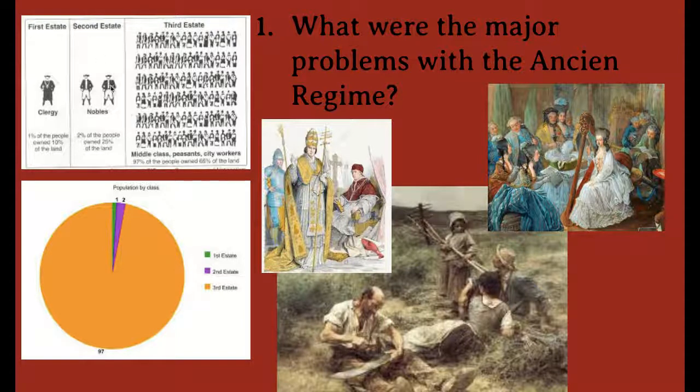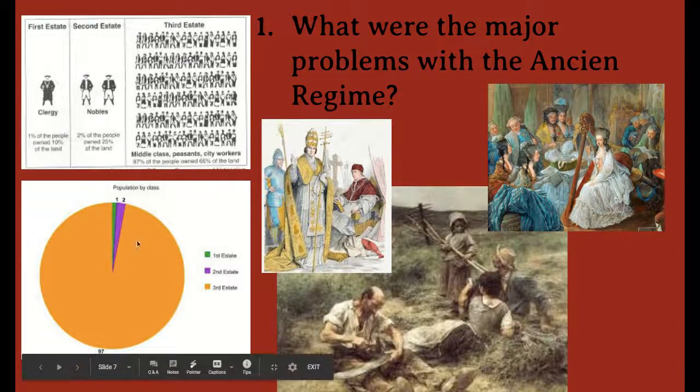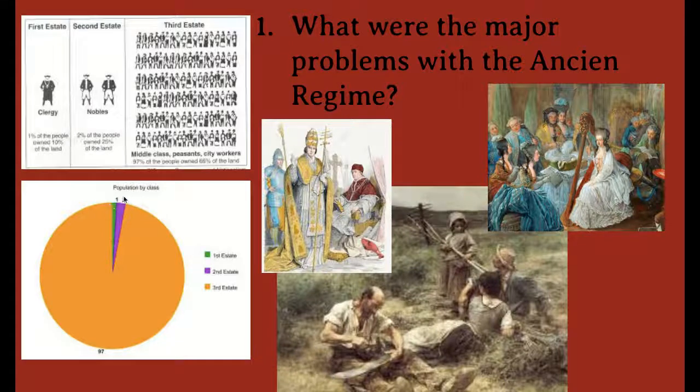The second estate were the nobles, and these were also inherited positions. In order to become a noble, you most likely had parents who were nobles. They made up 2% of the population, and you can see this by this graph here. The third estate is almost everyone. The second estate is 2%, and then 1% is the first estate, the clergy. The clergy are members of the church, church leadership, priests, bishops, etc.